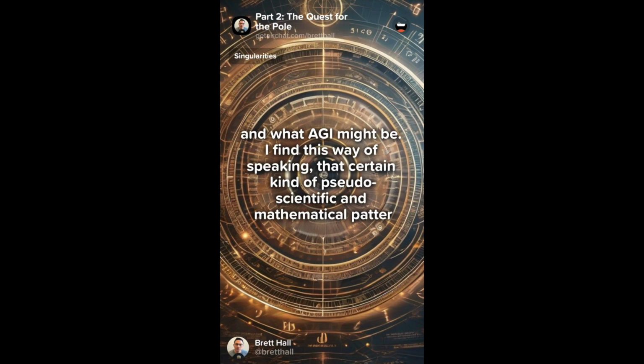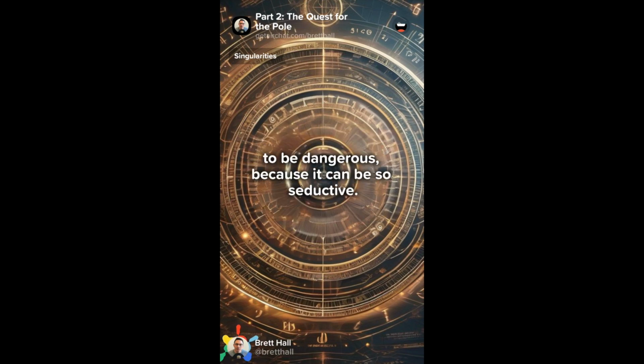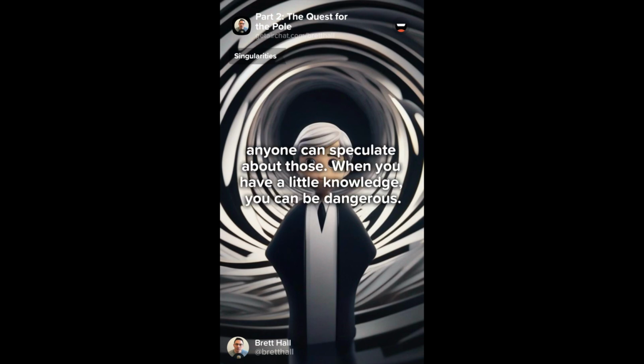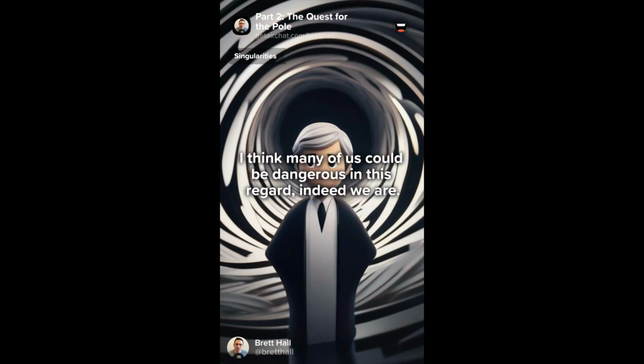I find this way of speaking, that certain kind of pseudoscientific and mathematical patter, to be dangerous, because it can be so seductive. I have no good explanation of AGI, because I have no good explanation of personhood. I've merely got wild conjectures, mere speculation once we start getting into the details, and anyone can speculate about those. When you have a little knowledge, you can be dangerous. I think many of us could be dangerous in this regard.